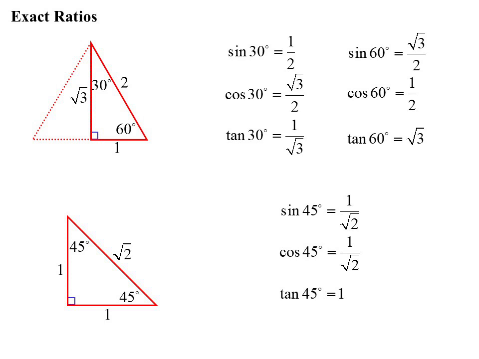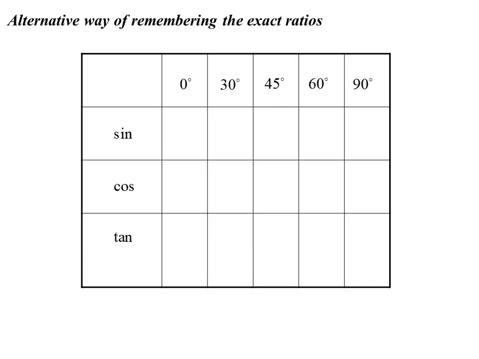Because if I can't remember what they are, I think of the triangle. But another interesting way of doing it is like this. A little table here, we've got 0, 30, 45, 60, 90. They're the ones we're interested in. The sine is the square root of 0 on 2, then the square root of 1 on 2, the square root of 2 on 2, then the square root of 3 on 2, then the square root of 4 on 2. That will give you the answer to all of those ratios each time.